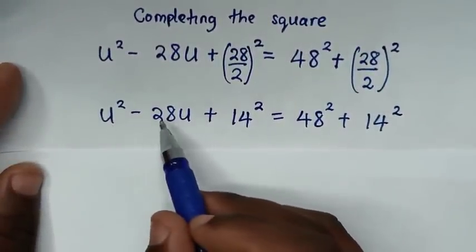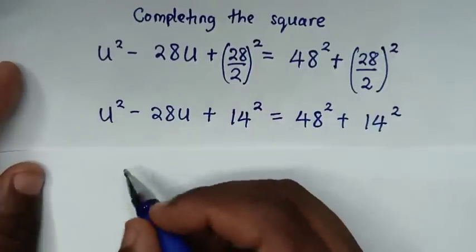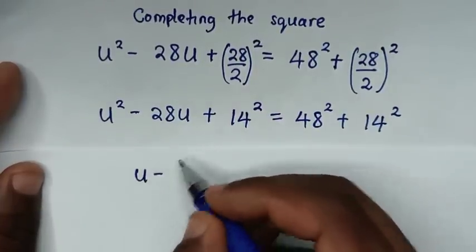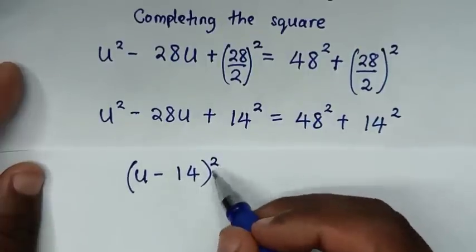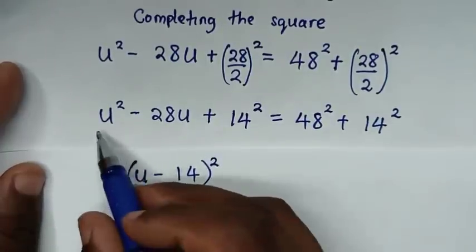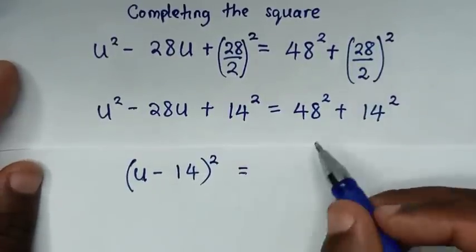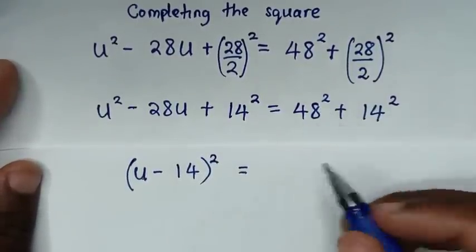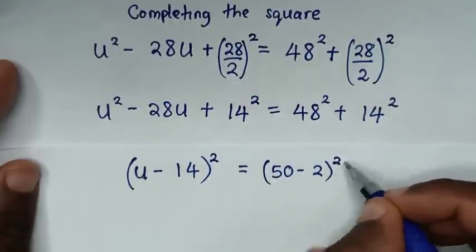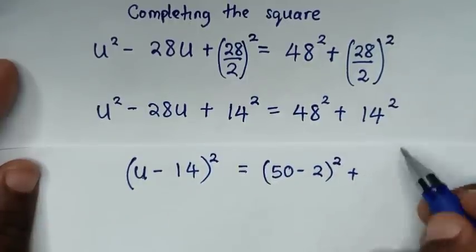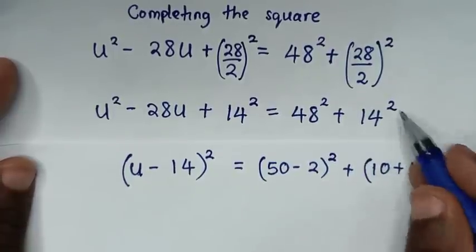Then from here, in the next step, our quadratic equation u squared minus 28u plus 14 squared is the same as u minus 14, then bracket squared. So the square of u minus 14 is equal to 48 squared. 48 is the same as 50 minus 2, then bracket squared, then plus 14 squared. 14 is 10 plus 4, then bracket this squared.